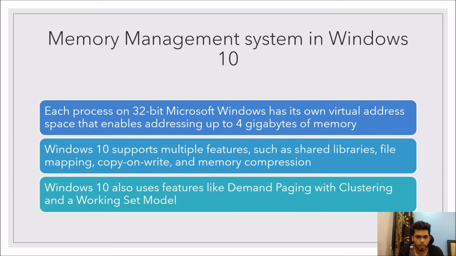Now we'll discuss memory management in Windows 10. Each process on 32-bit Microsoft Windows has its own virtual address space that enables addressing up to 4 gigabytes of memory. Windows 10 supports multiple features such as shared library, file mapping, copy on write, and memory compression. Windows 10 also uses features like demand paging with clustering and a working set model. Windows is far more advanced in terms of memory management features when we compare it to x86.